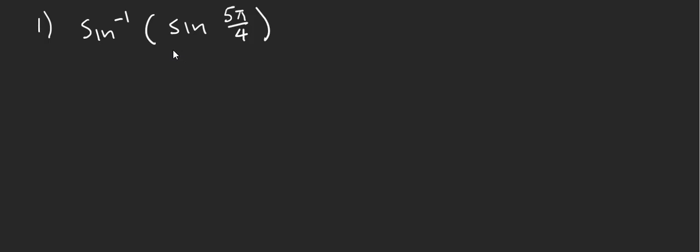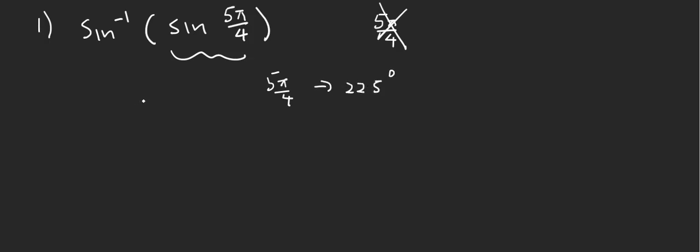So in order to solve this problem, you have to solve this first: sine 5 pi over 4. Again, the common mistake is a lot of times students cancel out inverse sine and sine, and they think that answer is 5 pi over 4, but that's not the case. So let's evaluate sine 5 pi over 4.